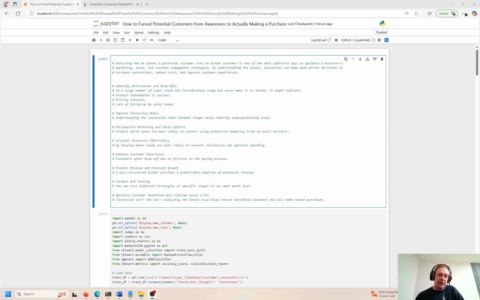So we want to allocate resources efficiently. You want to save money, you want to save time, of course, enhance customer experience. You want the customer to enjoy the experience, whatever it is, right, and come back for repeat business over and over and over, not just be a one-time one and done kind of experience, right?